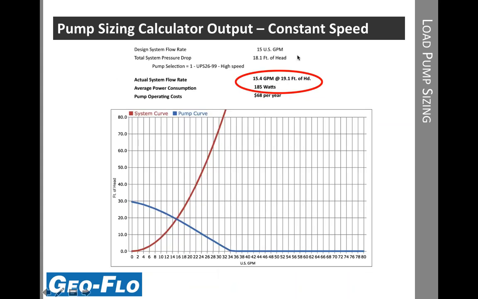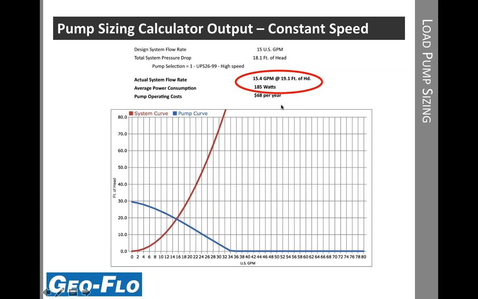All right, so the output of the pump sizing calculator shows we have about 15.4 gallons per minute, so we're certainly in good shape with our requirement of 15. So in this case, one single pump is going to take care of the flow rate between the heat pump and the buffer tank. And you can also see here it gives us our average power consumption.